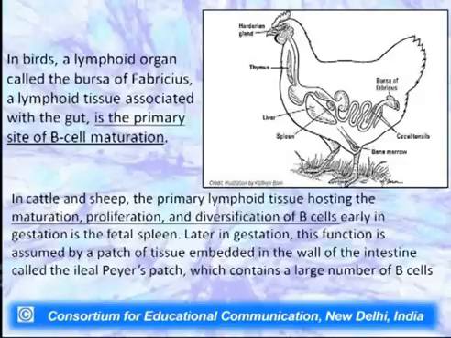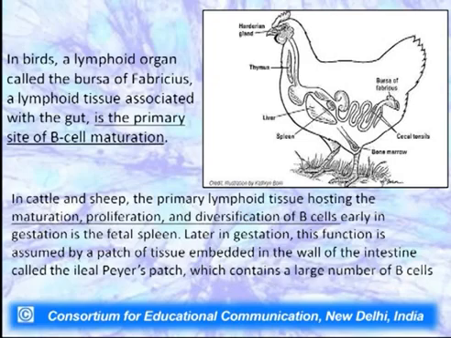As you can see in the figure, this hen has the cloacal region with an extension which is called the bursa of Fabricius. It is this region where the B lymphocytes are produced. This is the primary site of B cell maturation in birds. Now, in cattle and sheep, the primary lymphoid tissue which hosts the maturation, proliferation and diversification of B cells early in gestation is the fetal spleen.